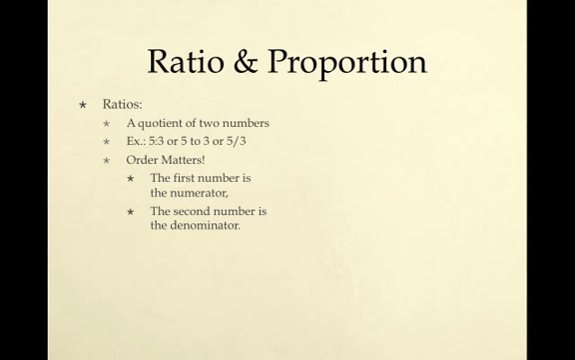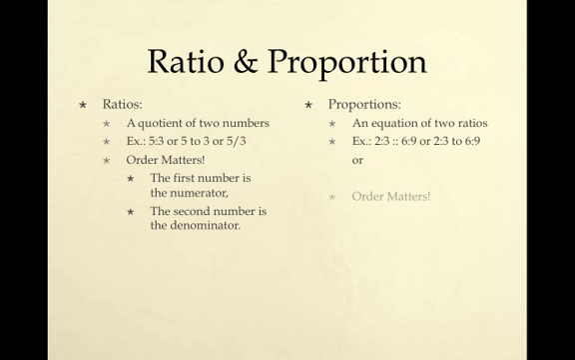So what then is a proportion? Well, it's really closely related to ratio. It's an equation of two ratios. So for example, 2 to 3 equals 6 to 9. Or you could write that as literally 2 to 3 equals 6 to 9. You can also write it as a fraction, as a kind of an equality between two fractions, but you'll have to wait till I get to the end of the slide to see that.